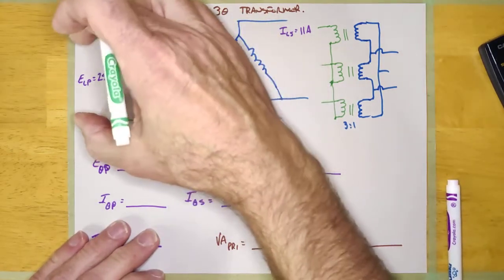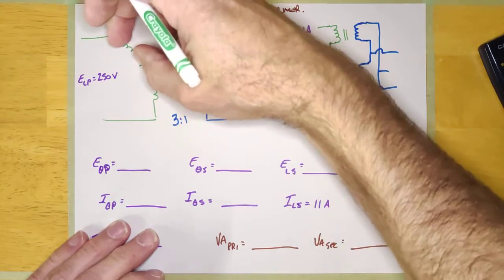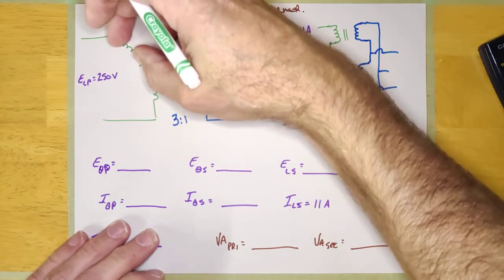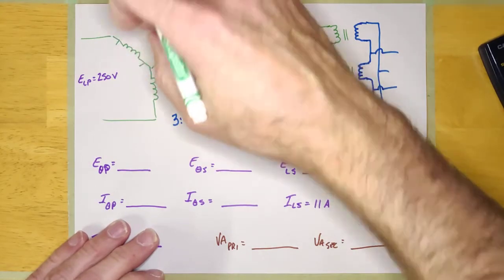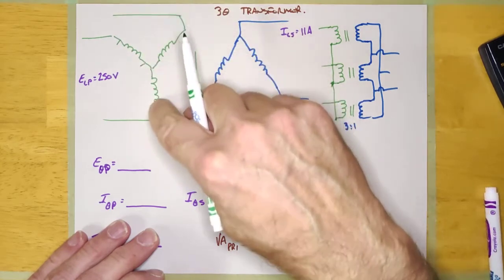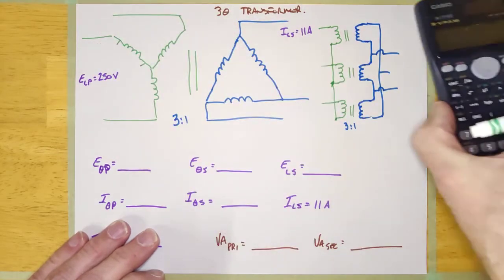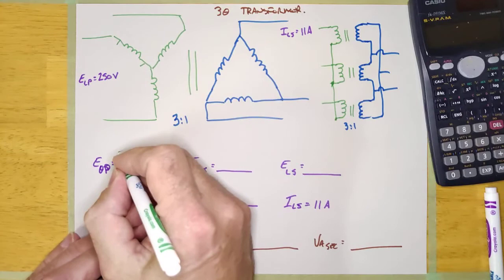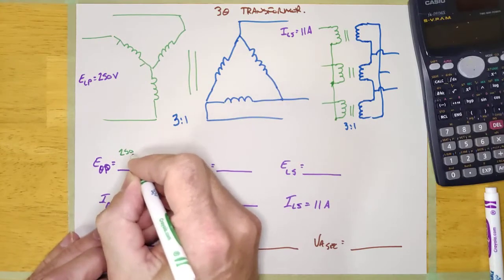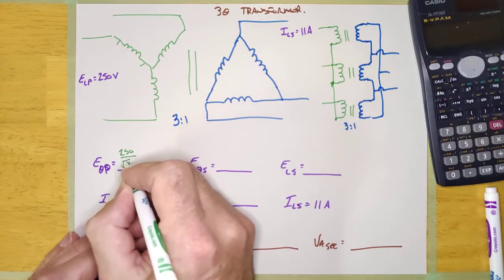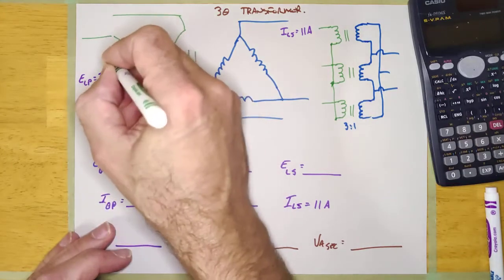All right, guys. Now, if that voltage is 250, is it more, less, or equal to 250, right there, guys? And it's less, right? Because that plus that is going to equal 250. So E phase primary is going to be 250 divided by root 3. All right? And that would be right here, right?